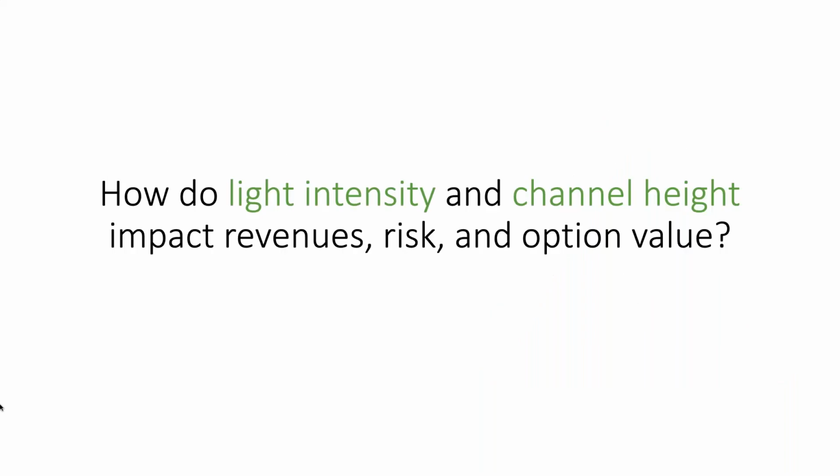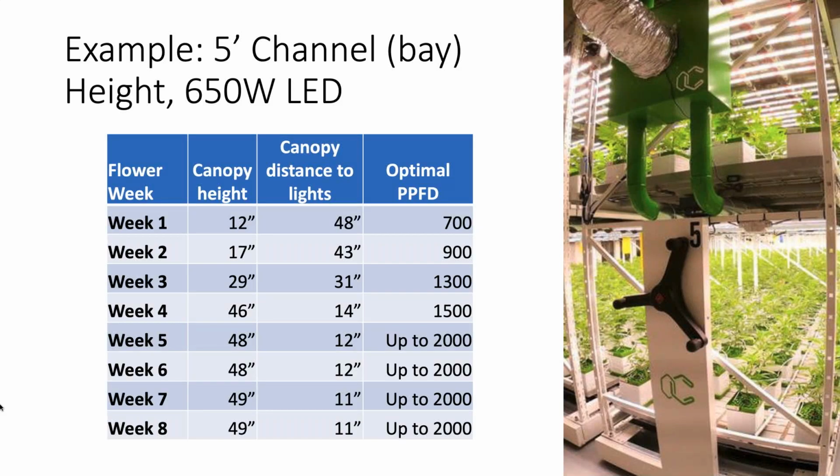Now I'm going to quickly explain, with the knowledge that maximum yields are maximized somewhere around 2000 PPFD at the height of the plant's maturity, how we combine that with channel height in order to think about maximizing revenues and option value and reducing risk. Here's an example.